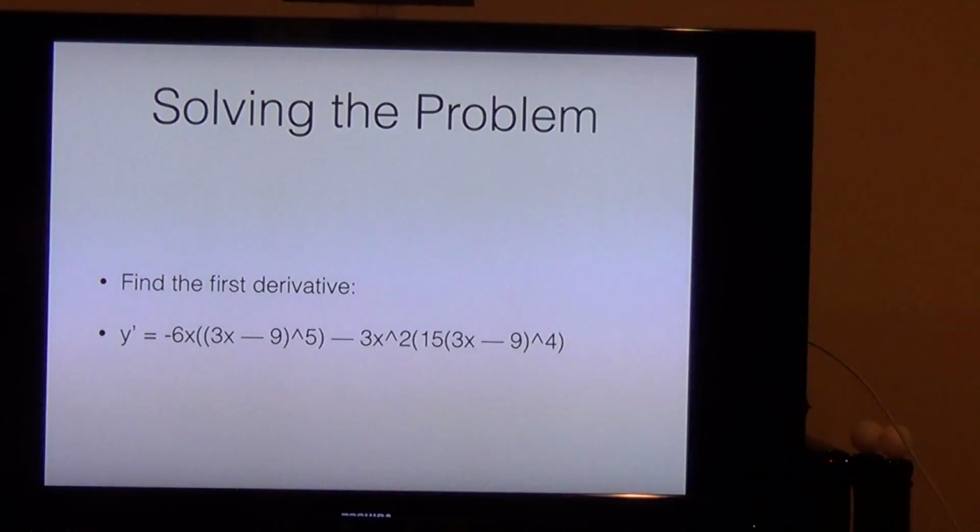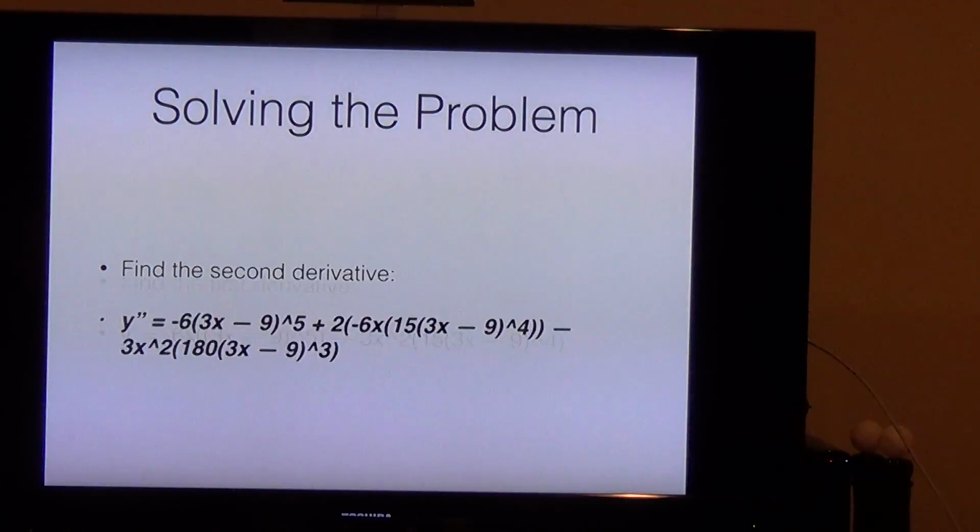Our second step requires us to find the second derivative, which will be our answer. Finding the second derivative is as easy as taking the derivative of the first derivative that we just found. The answer to our question is shown on the screen. This problem is a perfect example of how you can combine different calculus concepts to make solving complex derivatives easier.